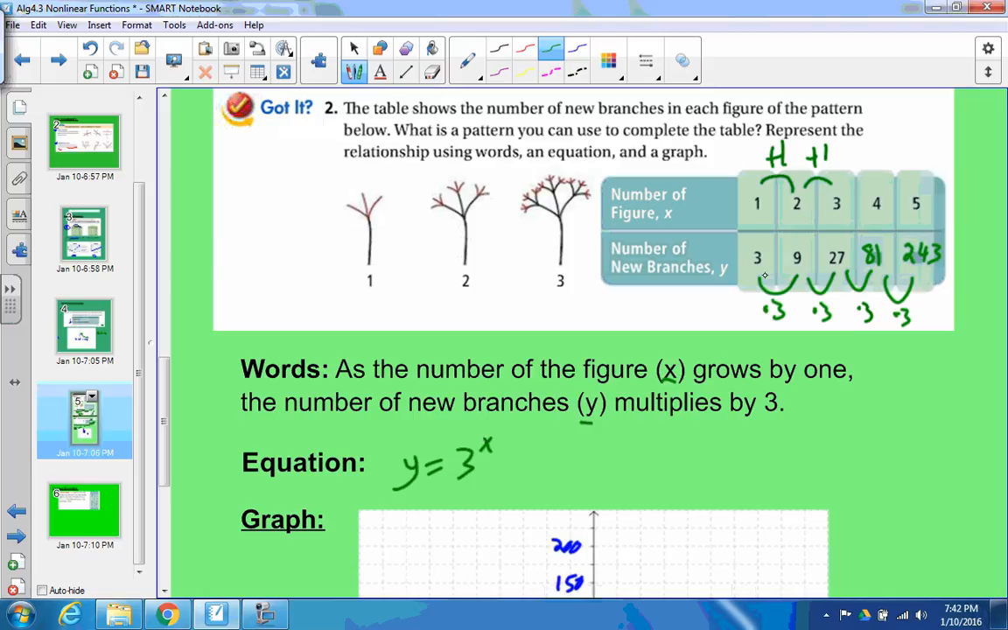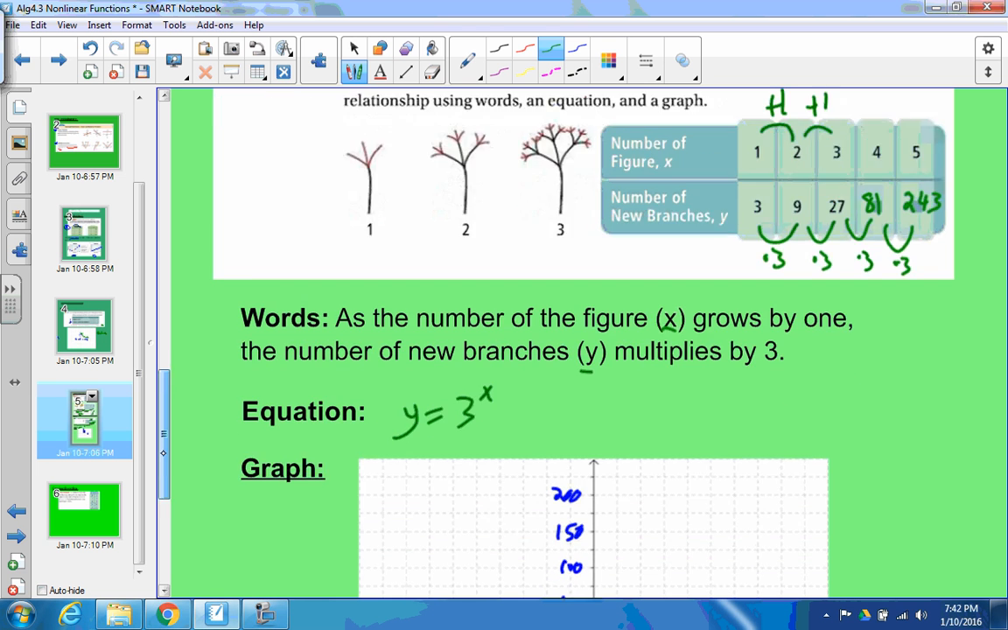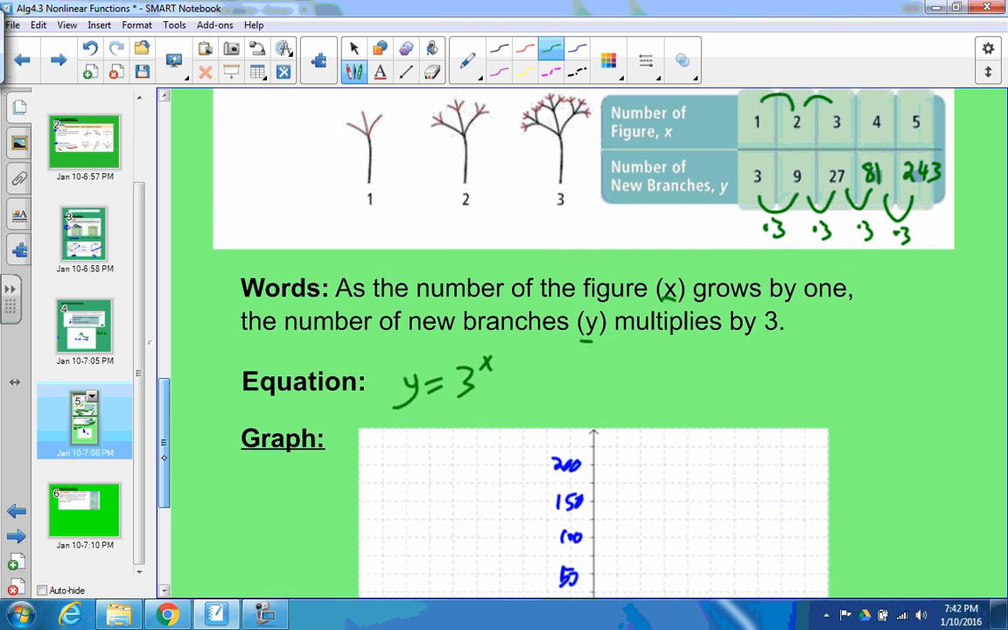So 3 to the first power is 3. 3 to the second power would be 3 squared, or 9. 3 to the third power would be 3 times 3 times 3. So that would work. 3 to the x power, whatever is raised to whatever x is.